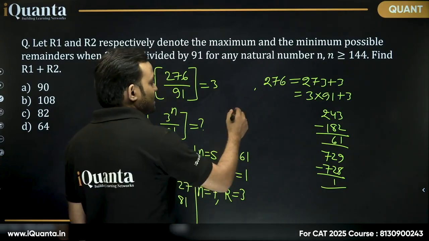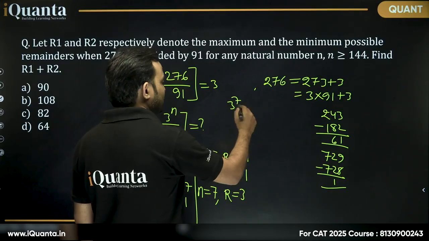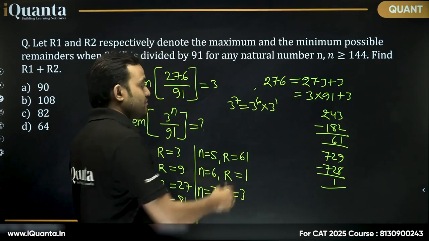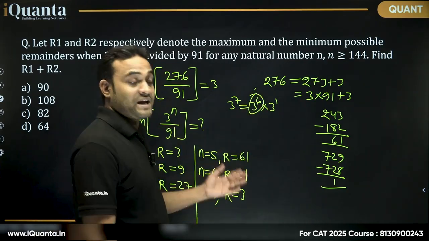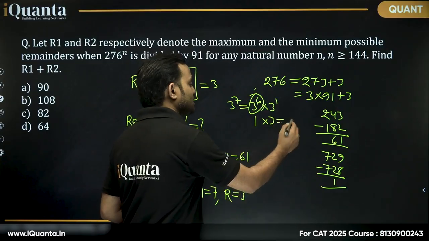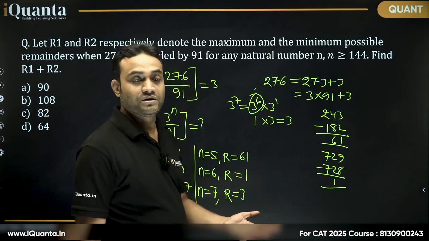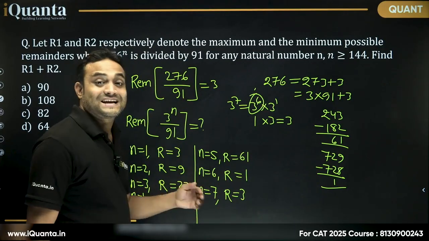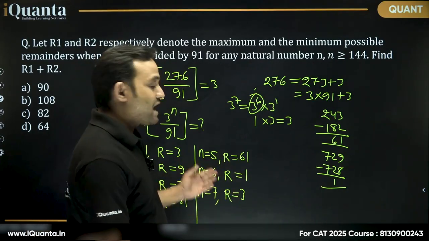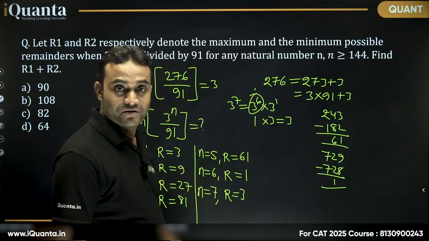Because 3 to the power 7 can be written as 3 to the power 6 into 3 to the power 1. The remainder when 3 to the power 6 is divided by 91 is 1. This will give us a remainder of 3. So ultimately the remainder will be 3. So it will be a cyclicity of 6. The remainder will keep repeating after every 6th power.